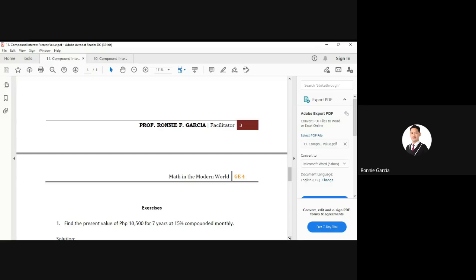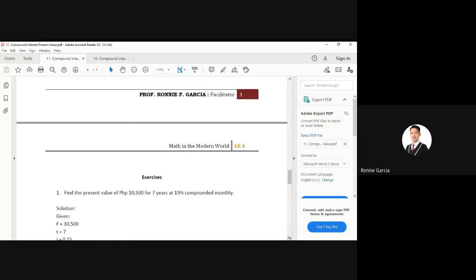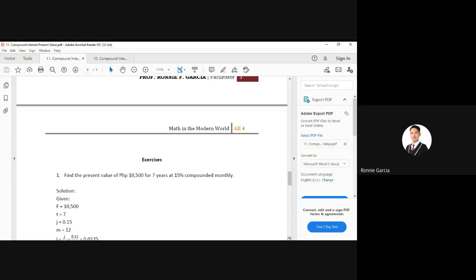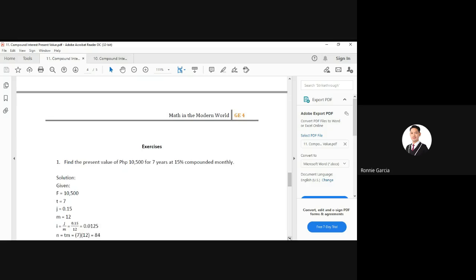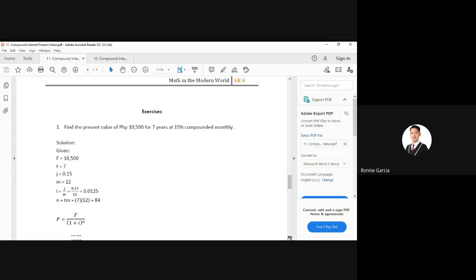So solution for this problem, find the present value. So P is unknown. Therefore, 10,500 is the value of F. 7 years is our time. 15% or 0.15 is the nominal rate. And M is equal to 12 since that is monthly. So I is equal to J divided by M. 0.15 divided by 12 is 0.0125. While N is the product of T and M. 7 times 12 is 84.